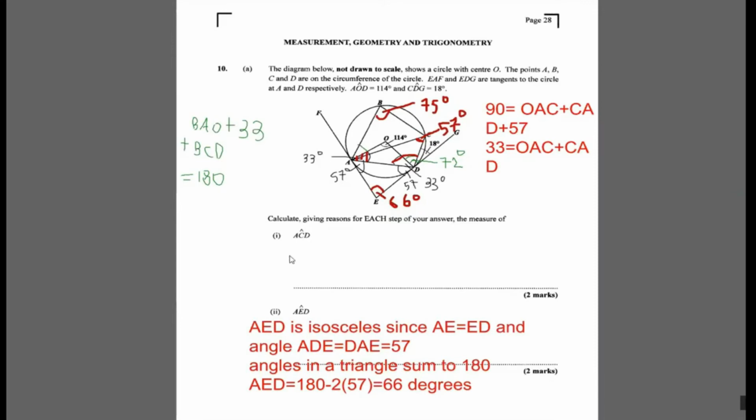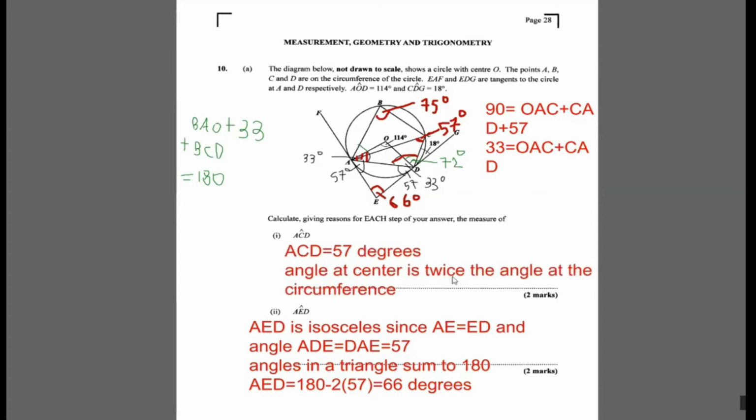Angle ACD is equal to 57 degrees, and that's because the angle at the center is twice the angle at the circumference, and that is of course when they're subtended by the same chord.